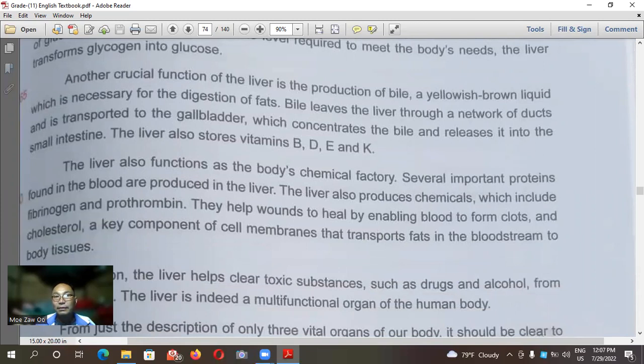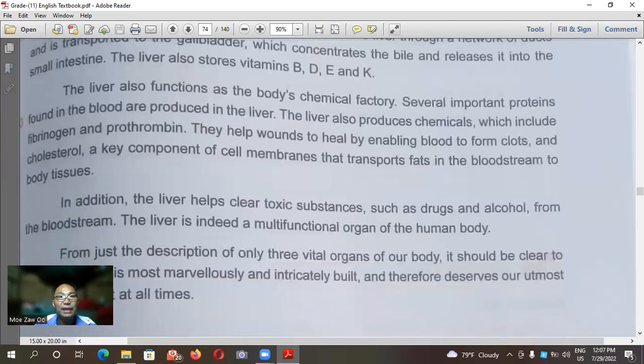Another special function of the liver is the production of bile, a yellow-brown liquid which is necessary for the digestion of fats. Bile leaves the liver through a network of ducts and is transported to the gallbladder, which concentrates the bile and releases it into the small intestine. The liver also stores the vitamins B, D, E, and K.